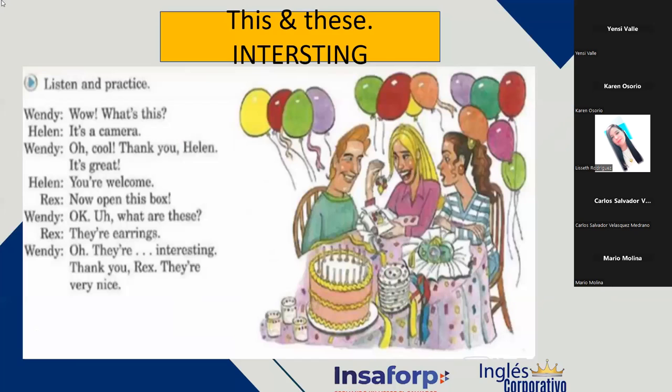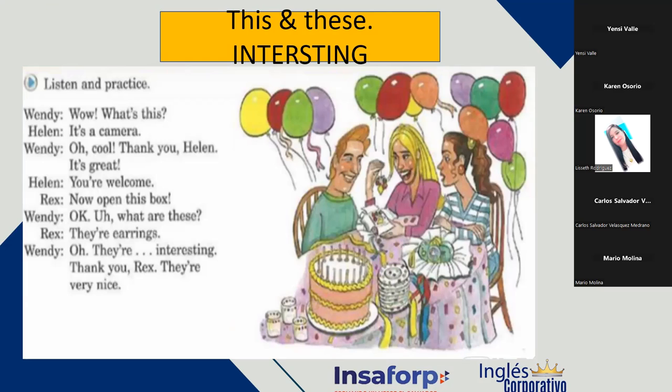Wow, what is this? It's a camera. Oh, cool. Thank you, Helen. It's great. You're welcome. Now, open this book. Okay. Ooh, what is it? What are these? They are earrings. Okay. They're interesting. Thank you, Rex. They are very nice. Excellent. Thank you, three of you.